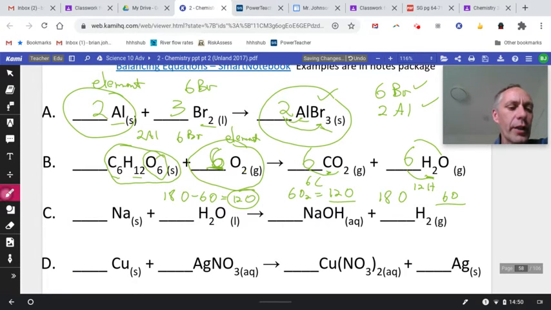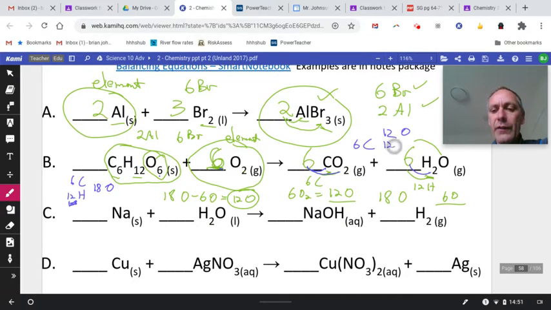Now, if you want, you can do a quick little count. So I have 6 carbon, 12 hydrogen, and 6 plus 12 is 18. Let's put it here, 18 oxygen. Okay. On this side, I have 6 carbon, 12 oxygen, 12 hydrogen, and another 6 oxygen for a total of 18. 18, 18, 12, and 6. We're balanced. By the way, no number is the same as a 1.